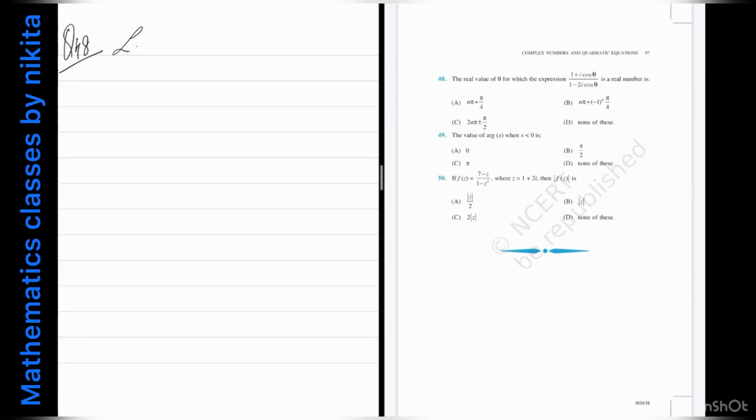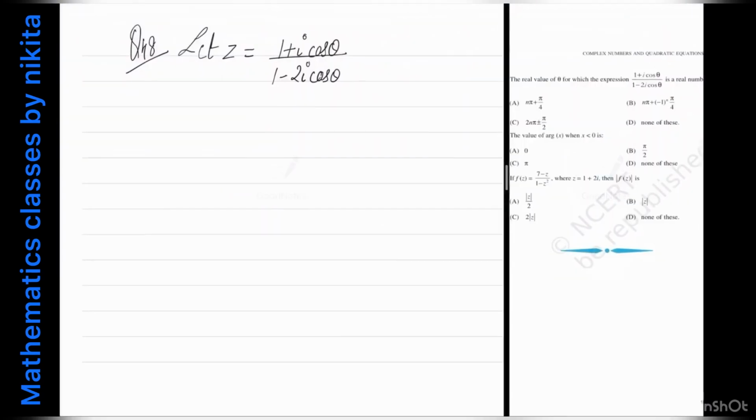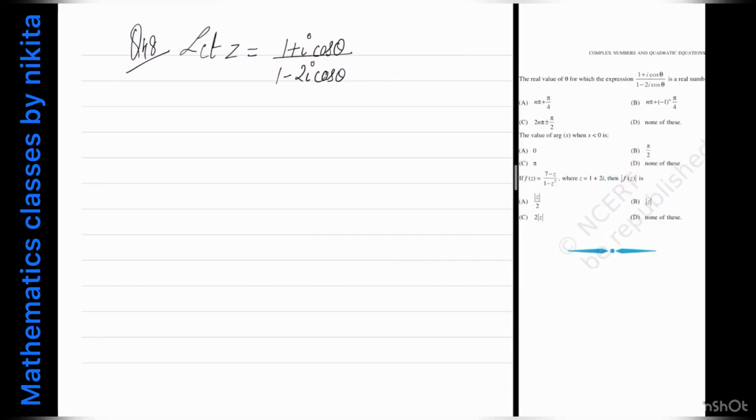So let z equal to 1 plus iota cos theta divided by 1 minus 2 iota cos theta. So what I will do is, I will first of all simplify this expression. Okay, now for z to be a real number, its imaginary part should be 0. Now first of all I will rationalize this. So what you will get, 1 plus iota cos theta divided by 1 minus 2 iota cos theta. So multiply and divide by 1 plus 2 iota cos theta.